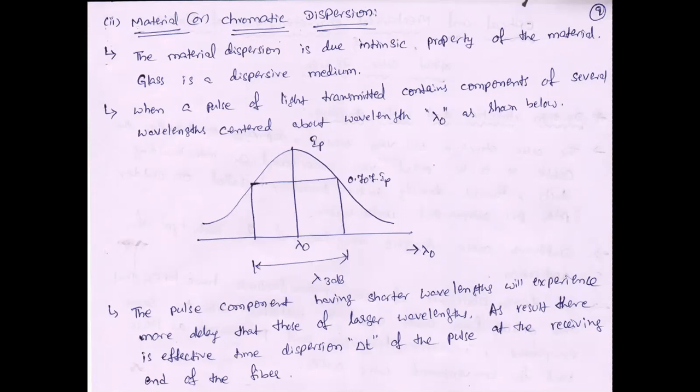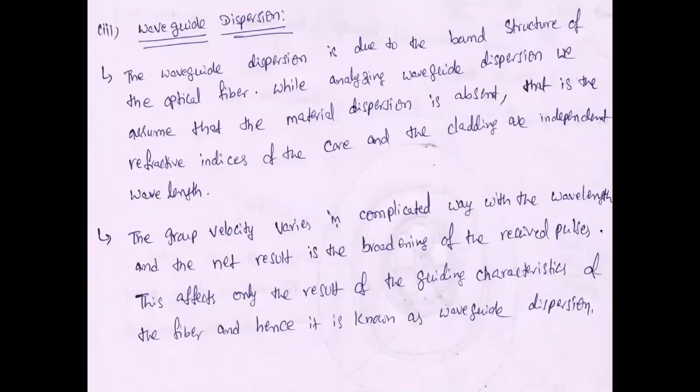Here the pulse component having the shortest wavelength will experience more delay than those of larger wavelengths. Right? The short wavelength experiences more delay, based on lambda equal to c by f. Whenever the wavelength is small, the frequency is high. Whenever the frequency is high, we get more pulses. Whenever we get more pulses, it takes more time to transmit from one end to the other. That is the basic principle, lambda equal to c by f. Based upon this formula we get material or chromatic dispersion.